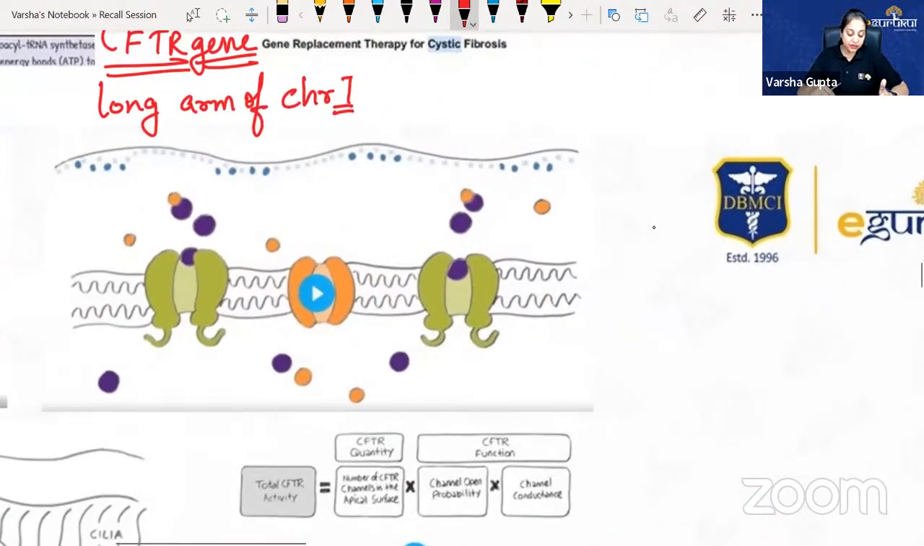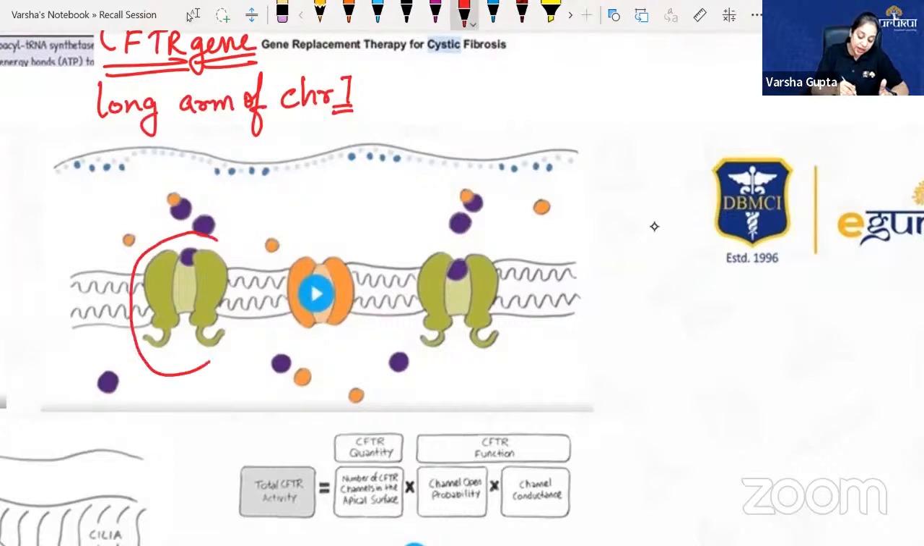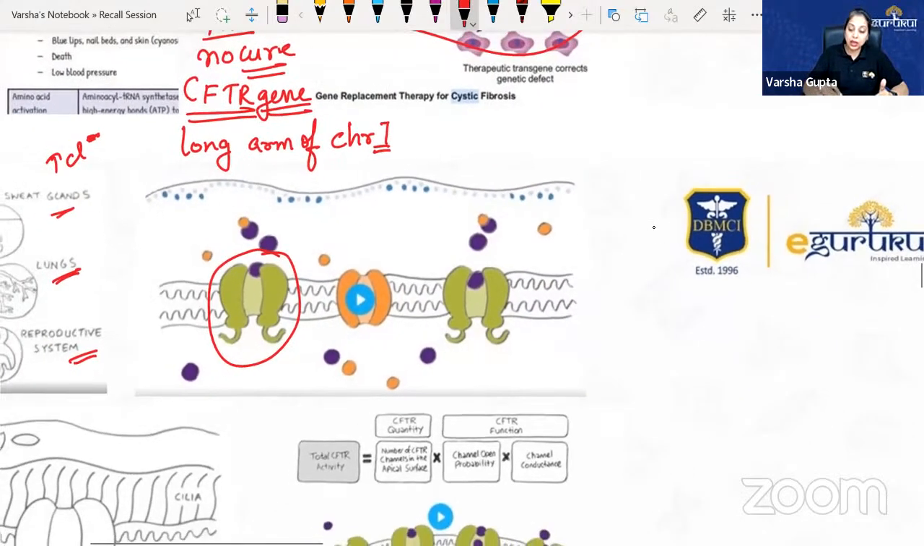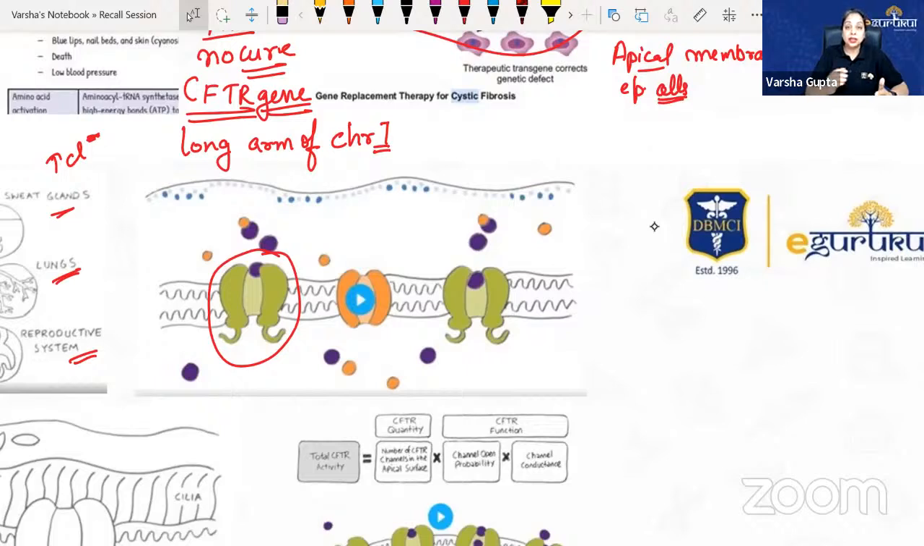And what is the CFTR? CFTR are transmembrane proteins. These are sort of channels in the apical membrane, right? In the apical membrane of epithelial cells, right? And they help regulate the bicarbonate ions as well.